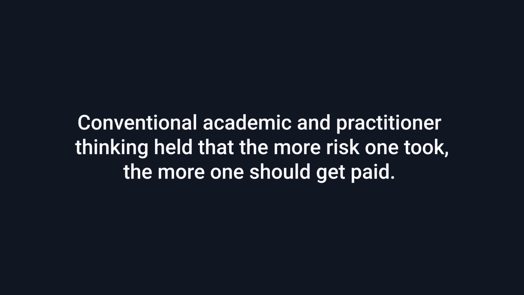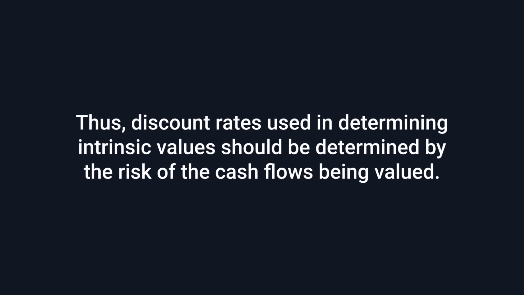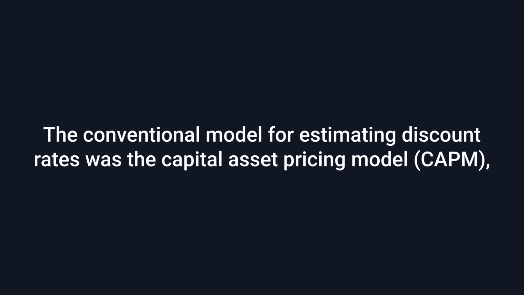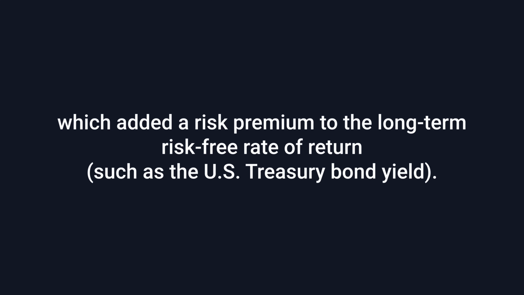Conventional academic and practitioners' thinking held that the more risk one took, the more one should get paid. Thus, discount rates used in determining intrinsic value should be determined by the risk of the cash flows being valued. The conventional model for estimating discount rates was the capital asset pricing model, CAPM, which added a risk premium to the long-term risk-free rate of return, such as the U.S. Treasury bond yield. Now, Buffett departed from conventional thinking by using the rate of return on the long-term 30-year U.S. Treasury bond to discount cash flows.